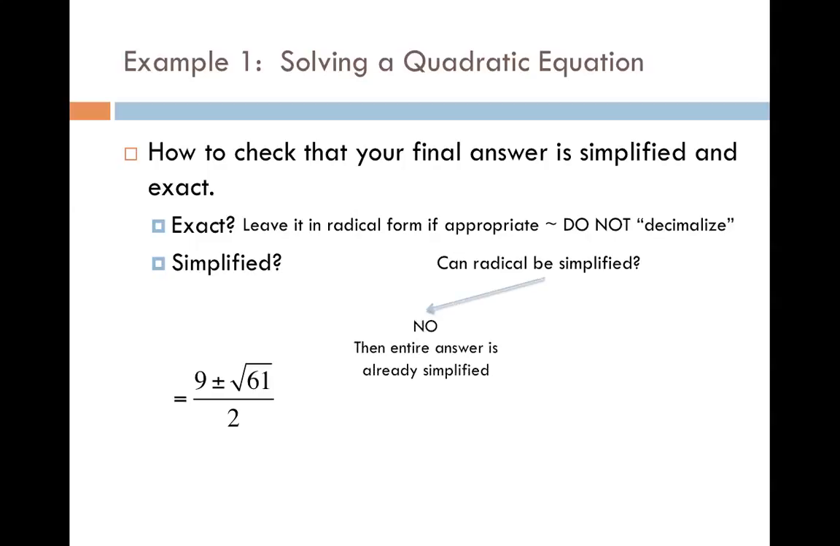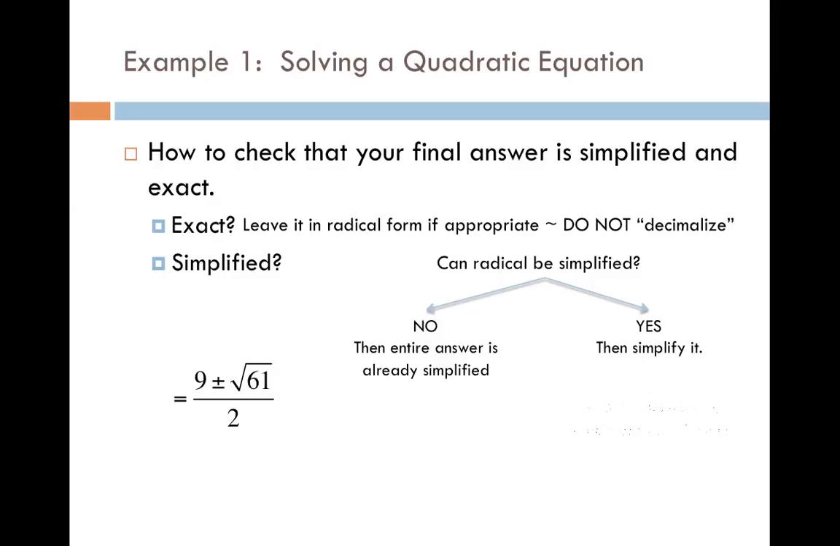So if you answer no to this first question, then you are done. Your entire answer is as simplified as it can possibly be. Don't try to make anything else happen because it can't. If you cannot simplify your radical, you cannot simplify anything else, and you are done. Now, if your answer is yes, then you need to go ahead and simplify it. So if this had been the square root of 60, for example, we would go ahead and make that the square root of 15.